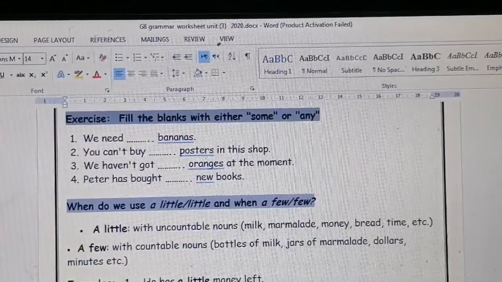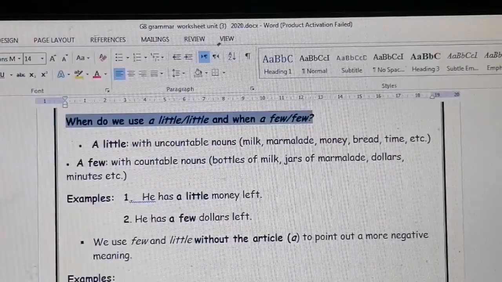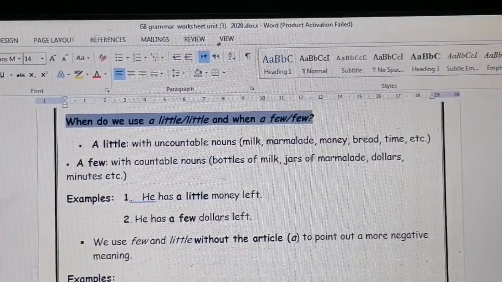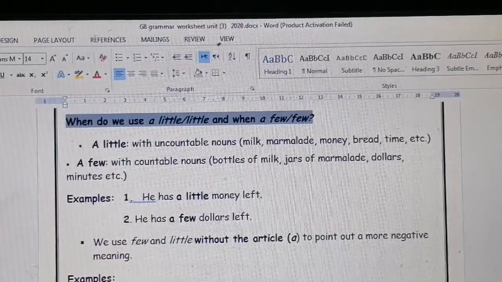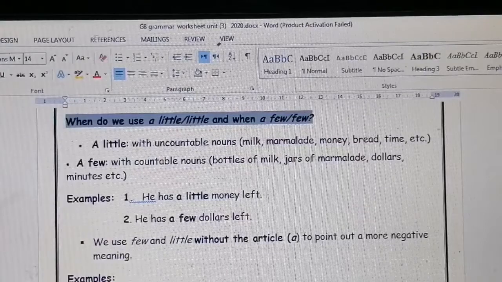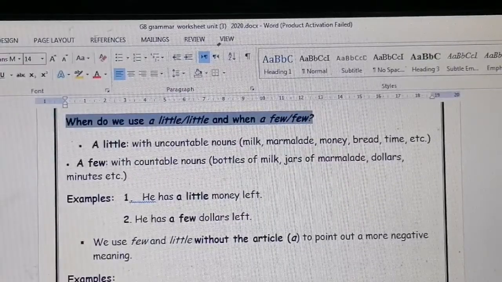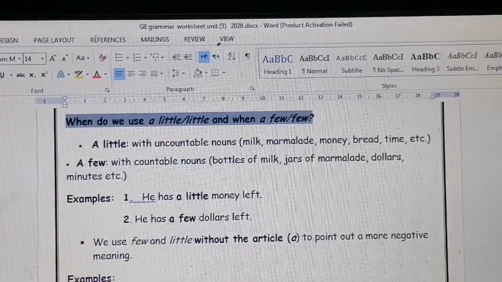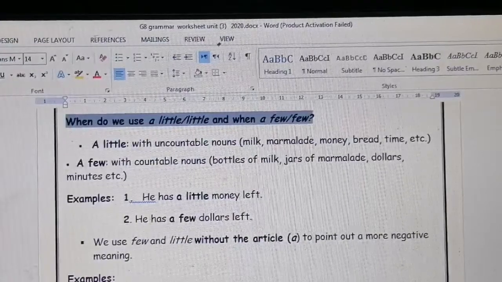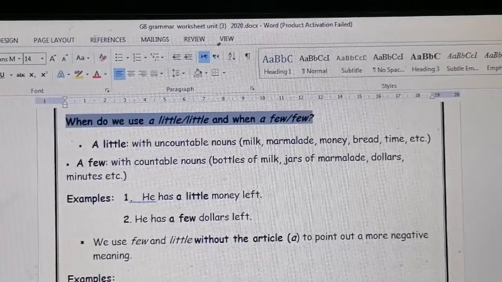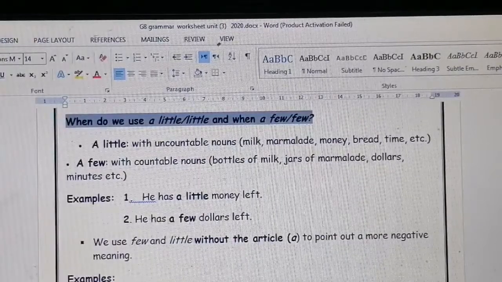Okay? Now, when do we use a little, and when a few? Look at this one. We have the first one, a little. We use it with uncountable nouns like milk, marmalade, money, bread, rice, time, etc. Okay? Number 2, a few with countable nouns: bottles of milk, jars of marmalade, dollars, minutes, etc. Now look at the examples. He has a little money left. He has a few dollars left.